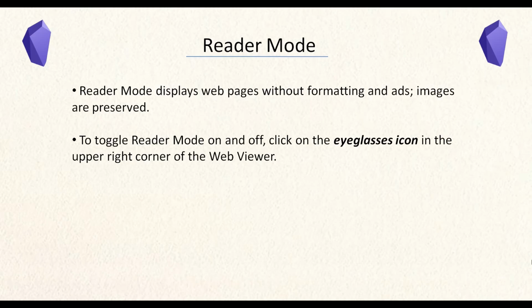The Obsidian Web Viewer offers a reader mode that displays web pages without formatting and ads. Images, however, are preserved. To toggle reader mode on and off, click on the eyeglasses icon in the upper right corner of the Web Viewer. The reader view is supposed to provide a cleaner reading experience, but personally I find that it often does not, so I rarely, if ever, use it. Let's take a look at it now.